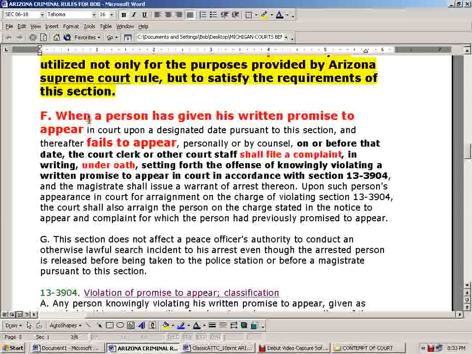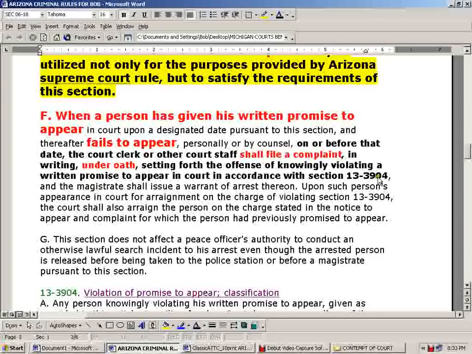When a person is given his written notice, his written promise to appear in court upon a designated date pursuant to the section, and thereafter fails to appear, personally or by counsel, on or before the date, the court clerk or other court staff shall file a complaint in writing under oath setting forth the offense of knowingly violating a written promise to appear in court in accordance with this section.